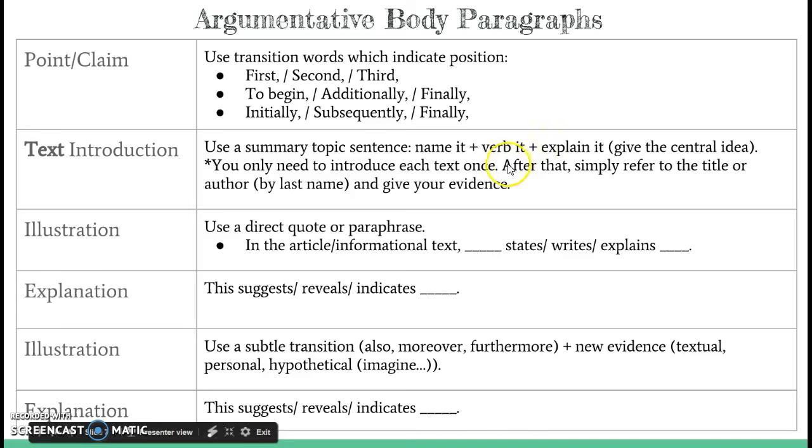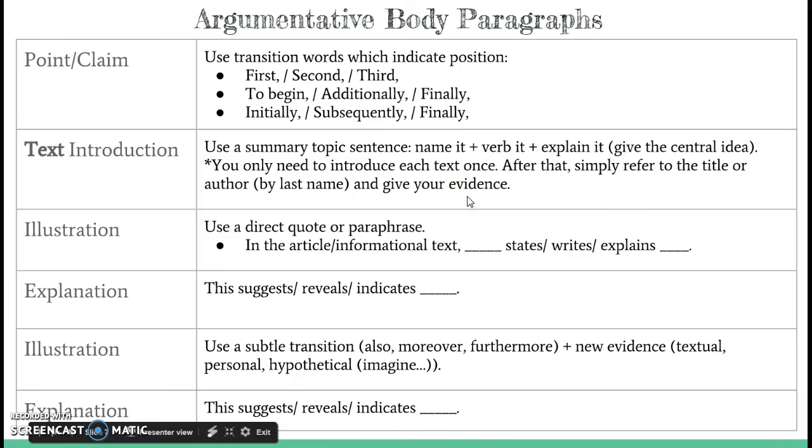Now, if you're going to quote a text or refer to a text more than once in your essay, you only need to introduce it once. After that, if you want to refer to the text again, you're just going to refer to it by the title or the author's last name, and then you'll give your evidence. And again, I'll show you what that looks like in a minute.